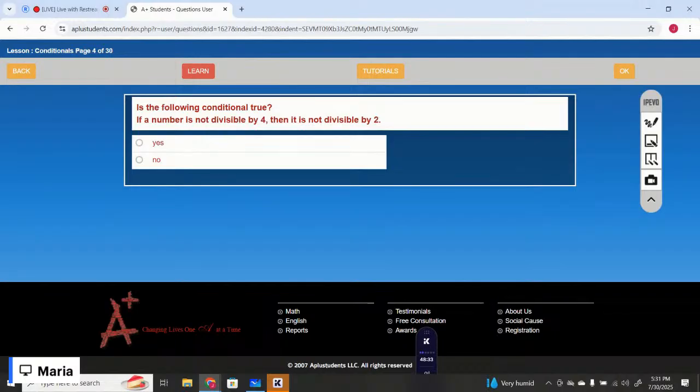Is the following conditional true? If a number is not divisible by 4, then it is not divisible by 2. Yes, it is. Okay, you can complete the lesson by yourself later today.